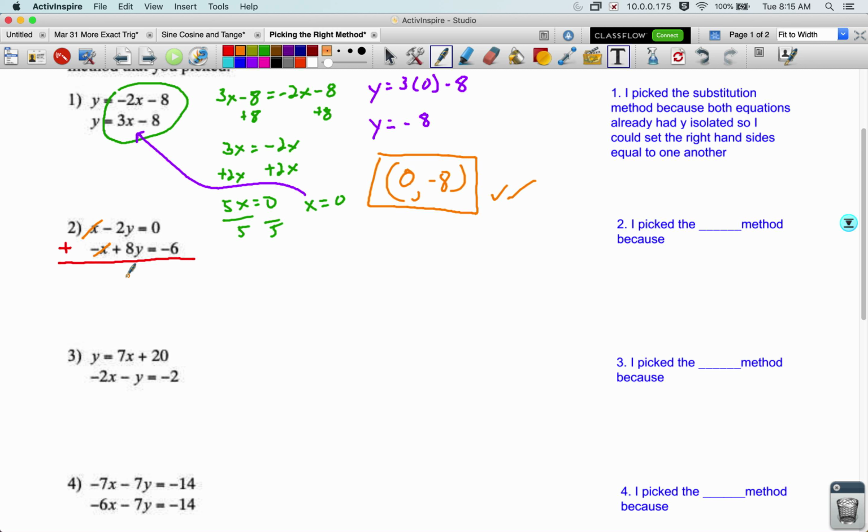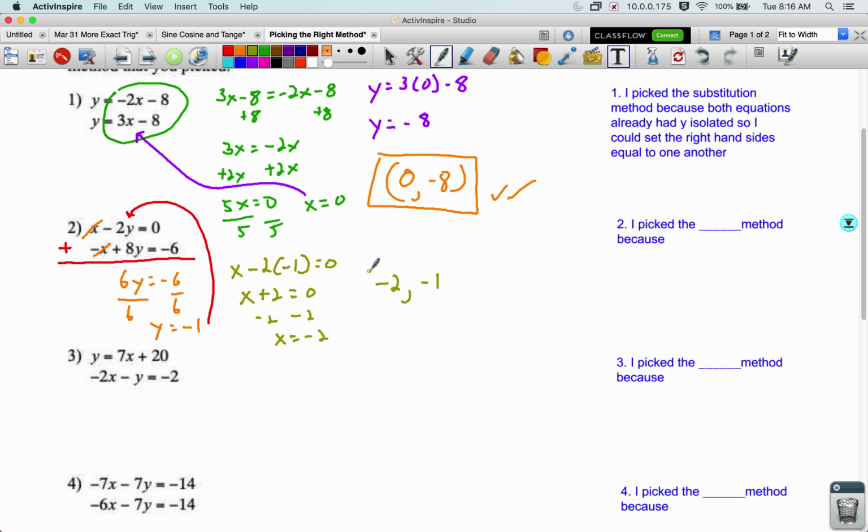Negative 2y plus 8y equals 6y. 0 plus negative 6 is negative 6. Divide both sides by 6 and get y equals negative 1. Go and plug that back into either equation. Plug it in right there. And I get x minus 2y, but y has been replaced by negative 1, equals 0. x plus 2 equals 0, minus 2 minus 2, x equals negative 2. We get the ordered pair, negative 2 comma negative 1.